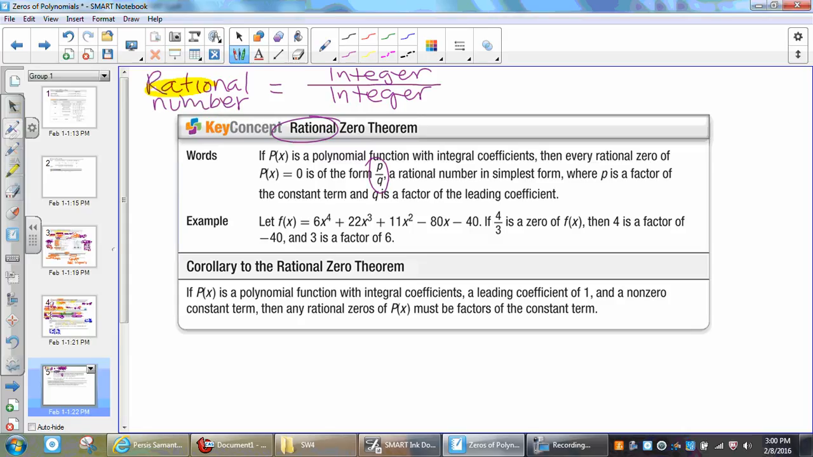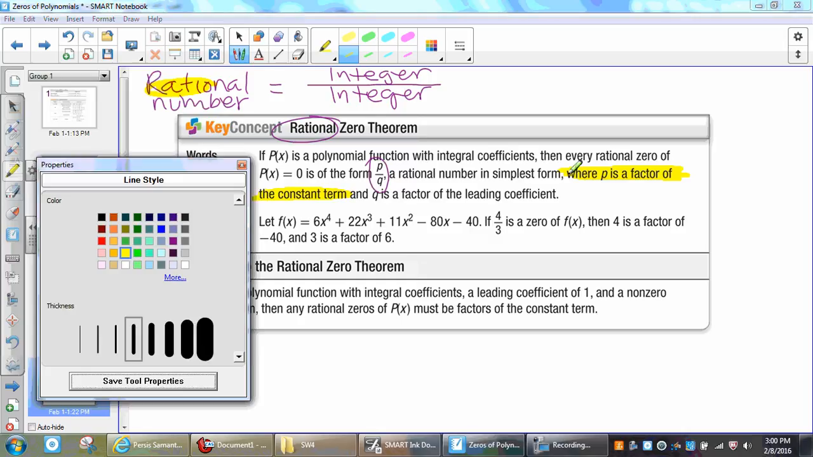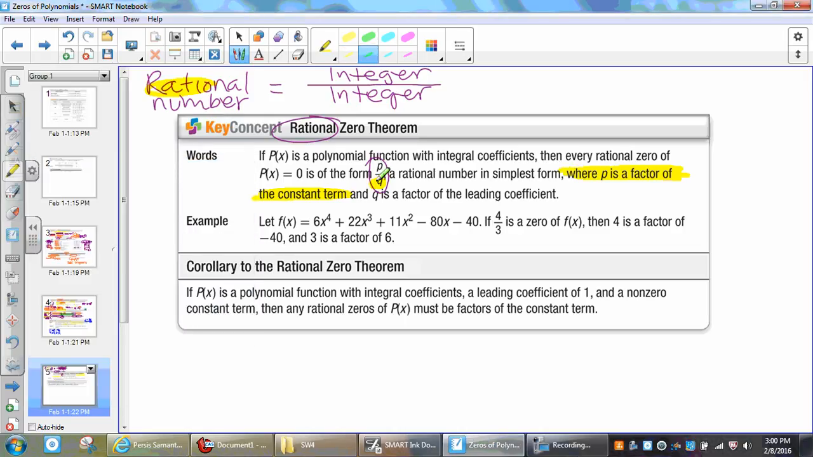Now let's see what the p and the q represent. The lowercase p is representing the factor, I hope you have your highlighters, the factor of the constant term. And q is the factor of the leading coefficient.